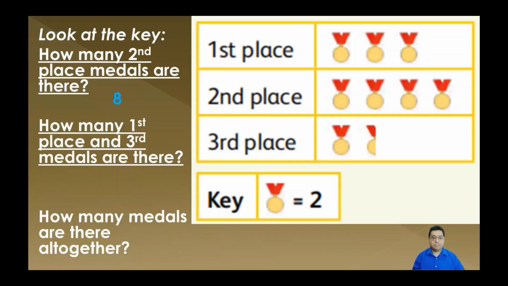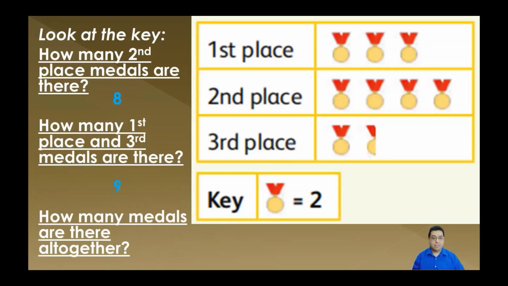Let's look at the next question. How many first place and third place medals are there? So again, you're looking at first place here and third place here, and you got to figure out how many there are. Now, if you look at third place carefully, you'll see there's only half a medal. So you know that that's only going to be how many people? That's right, it's going to be 1. So then altogether, how many first and third place medals are there? The answer is 9.